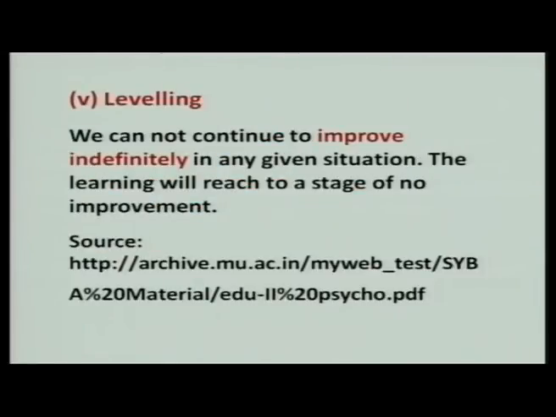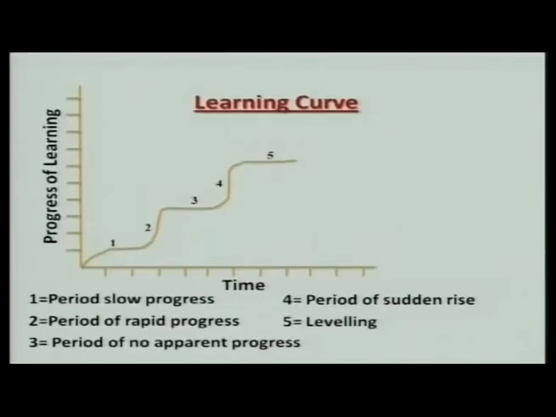Then another stage will come, which is called leveling. We cannot continue to improve indefinitely in any given situation. Definitely the time will come when there will be a leveling. After that there will be very insignificant progress. So learning will reach a stage of no improvement. That is called leveling. There are 5 stages. Now I am showing you another curve.